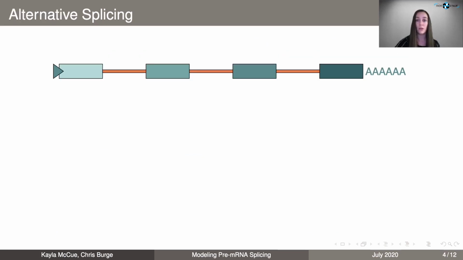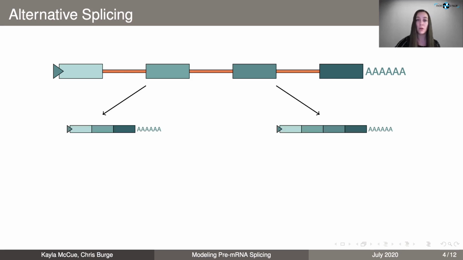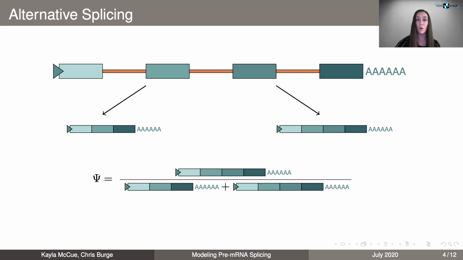Additionally, different transcripts of the same sequence can have different splicing outcomes, which is known as alternative splicing. One of the most common and well-studied types of alternative splicing is exon skipping, where an exon is either included or excluded from the final transcript wholesale. In this case, we can define a % spliced in, or psi value for this exon, which represents the fraction of transcripts in which the exon is included.